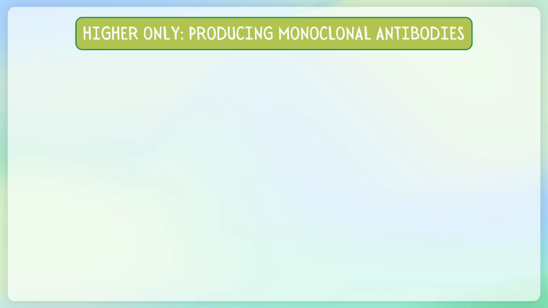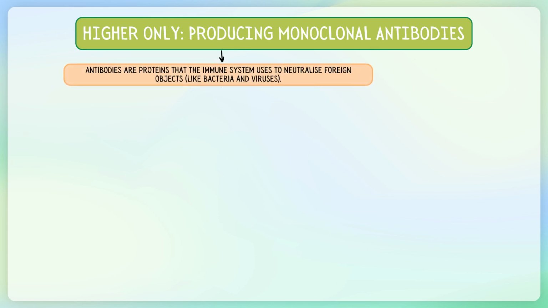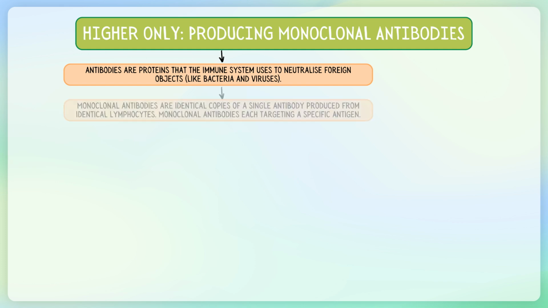In today's lesson, we covered the production of monoclonal antibodies, which are essential tools in medical and scientific research. We started by recapping the basics of antibodies, proteins that the immune system uses to neutralize foreign objects, such as bacteria and viruses. Monoclonal antibodies are identical copies of a single antibody, where each batch targets a specific antigen.